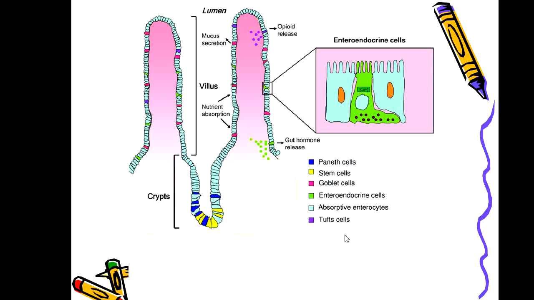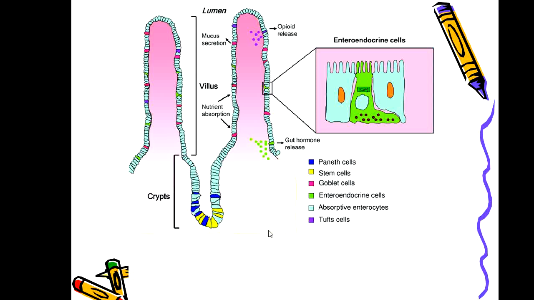The last one is the tuft cell. A lot of research is still going on tuft cells. This cell has a major role in the defense mechanism of the intestine. It does not secrete any enzyme for the splitting of bacteria, but it is responsible for defense.